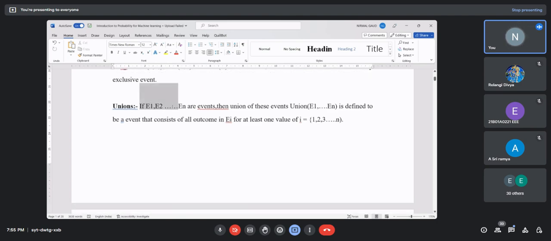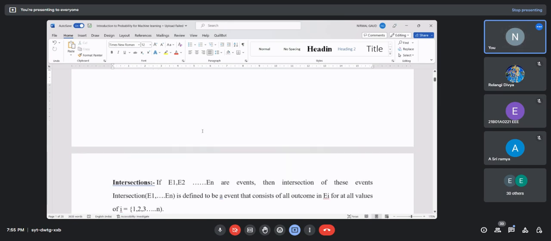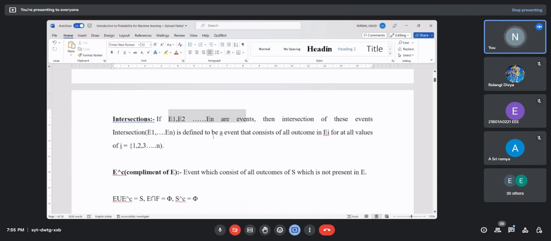So E1, E2, up to EN are the events. The union of these events is E1 union E2 union E3 up to EN. The intersection of these events is E1 intersection E2 intersection E3 up to EN, and so on. This is the intersection.